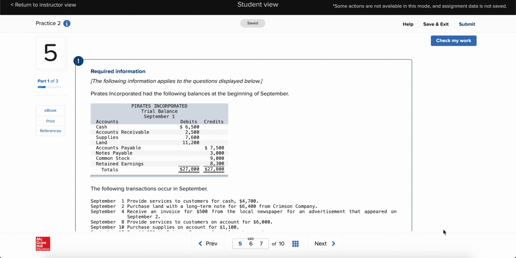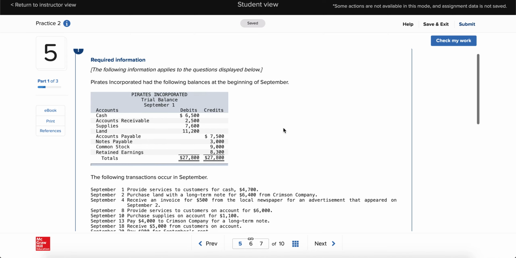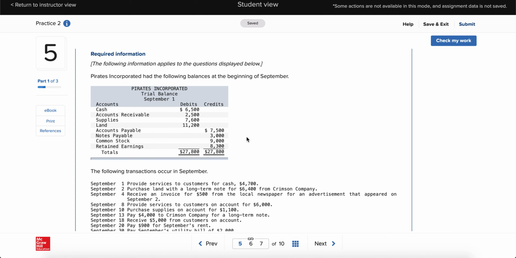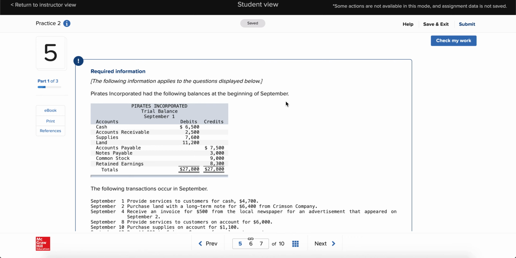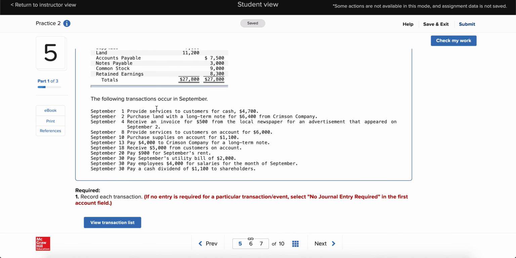Okay, so moving to this next problem. Make sure I got the right one here. Okay, question 5. And again, we're only going to do the first part of this, and then I'm going to move to the last question and do all parts of it because the posting process is really tedious here. So with question 5, we have the Pirates Incorporated. They gave us the following account balances at the end of the semester at the beginning of September, and then they give us the transactions.